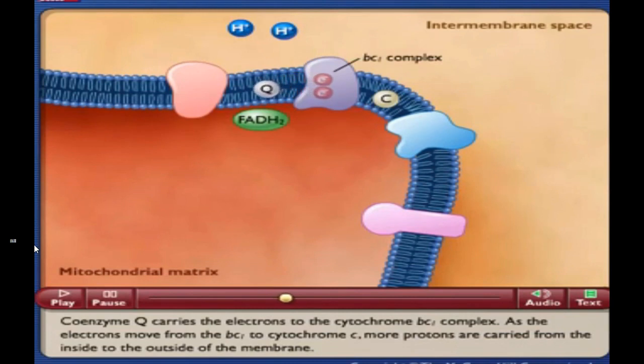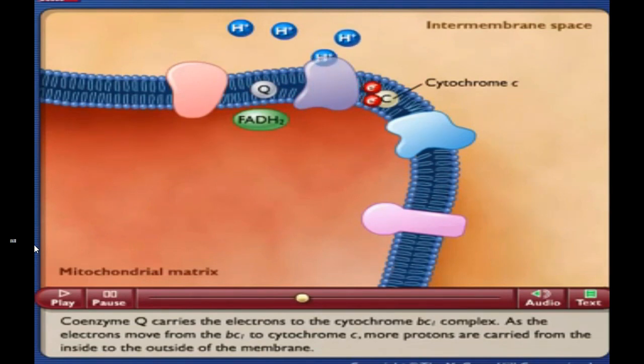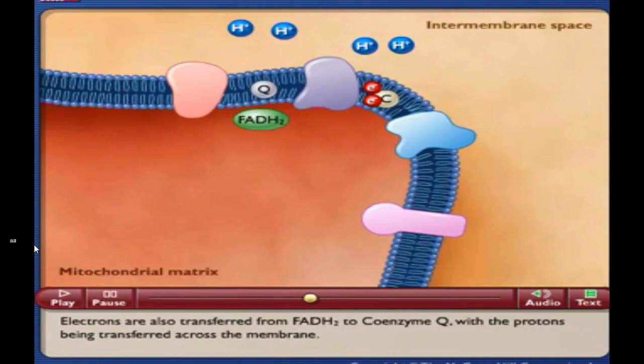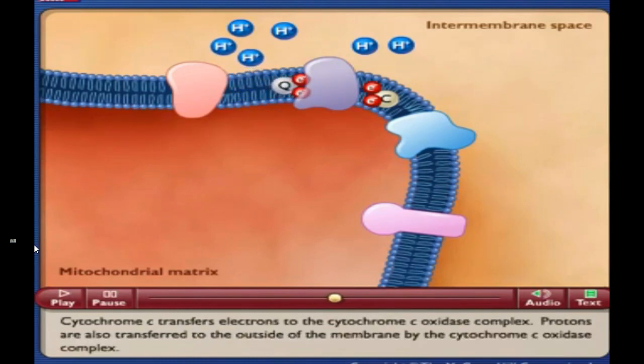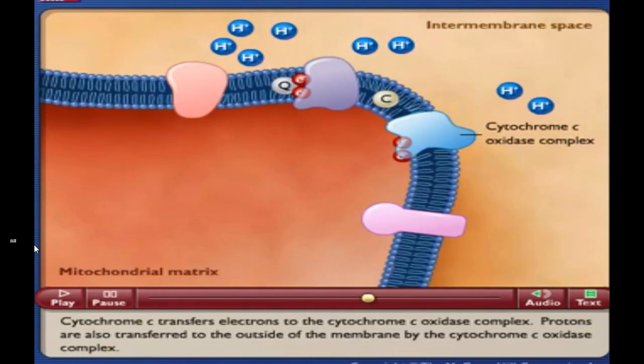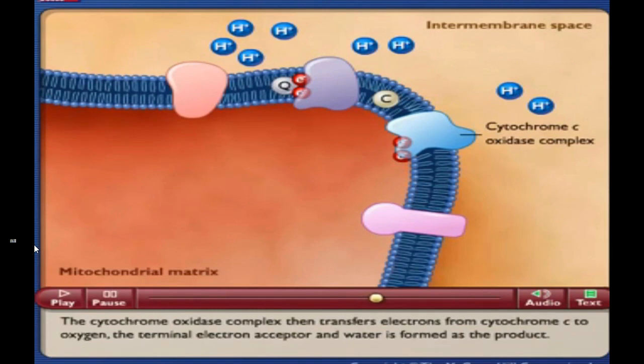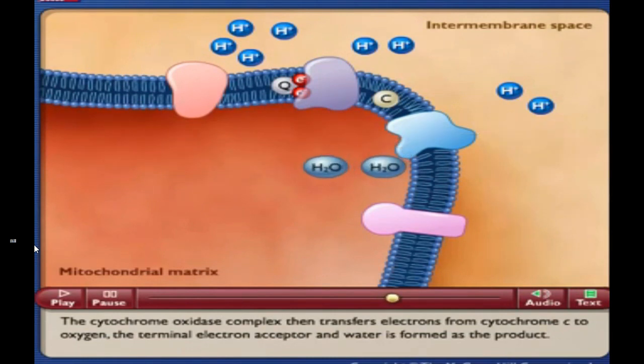As the electrons move from the BC1 to cytochrome C, more protons are carried from the inside to the outside of the membrane. Electrons are also transferred from FADH2 to coenzyme Q, with the protons being transferred across the membrane. Cytochrome C transfers electrons to the cytochrome C oxidase complex. Protons are also transferred to the outside of the membrane by the cytochrome C oxidase complex. The cytochrome oxidase complex then transfers electrons from cytochrome C to oxygen. Oxygen is the terminal electron acceptor, and water is formed as the product.